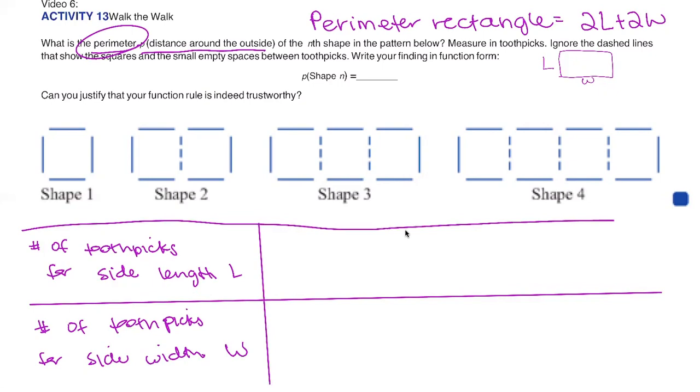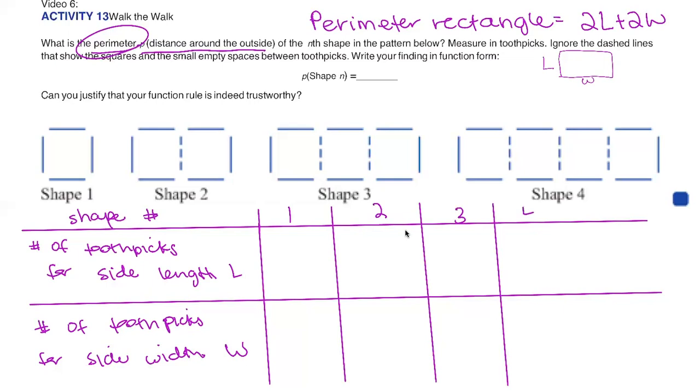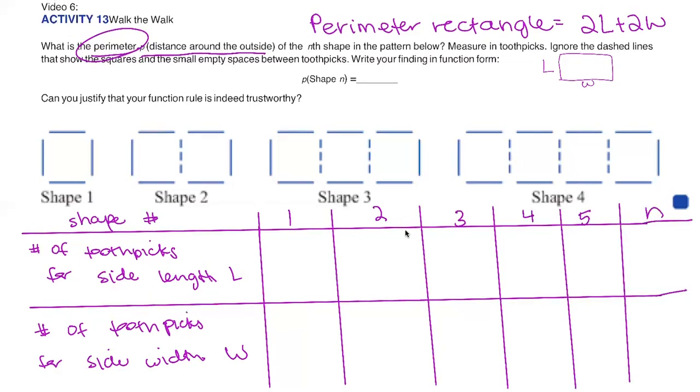And then I'll have the shape number. Shape number before was the number of squares, but they're calling it shape number now. We had shape 1, shape 2, shape 3, shape 4. Why don't we do shape 5 and see if we can't jump to N after the fact? Give my computer a second to catch up. Sorry about that.